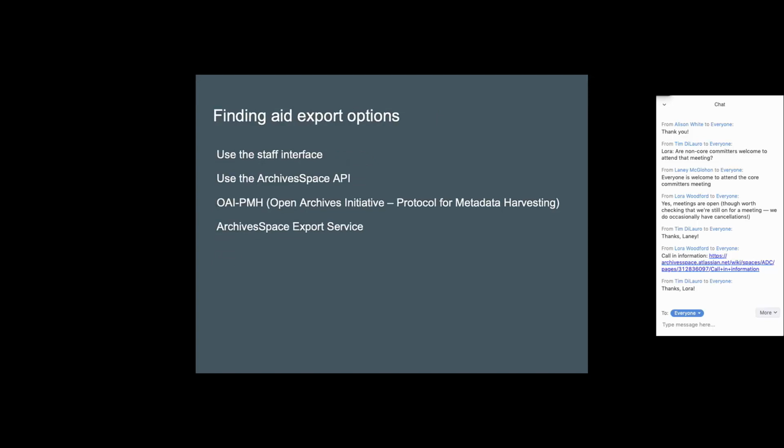Now, as for the options that we had available to provide access to our EAD files, here are a few of the ways that you can do that if you're using ArchivesSpace. You can log into the staff interface, of course, and export an EAD file. You can utilize the ArchivesSpace API to do the same. And starting with version 2.1, I believe, ArchivesSpace is packaged with an OAI-PMH service that you can use to share your metadata. And there's the ArchivesSpace export service, which is the option that I will be discussing in more detail since it's how we're now providing open access to Yale's EAD.